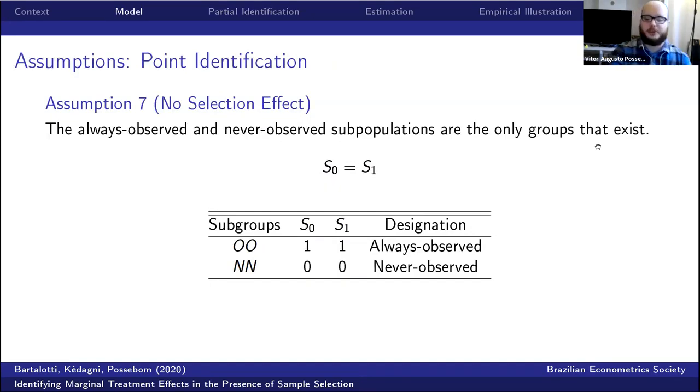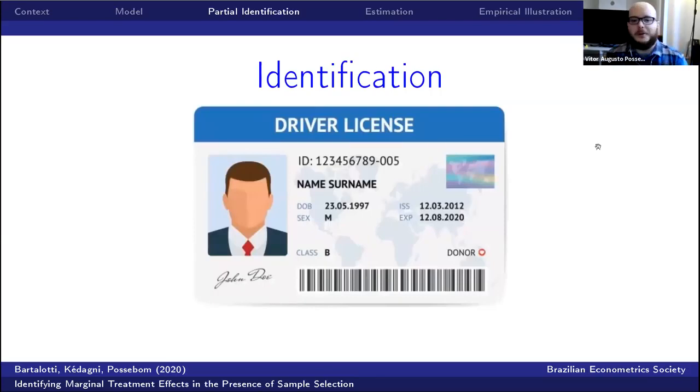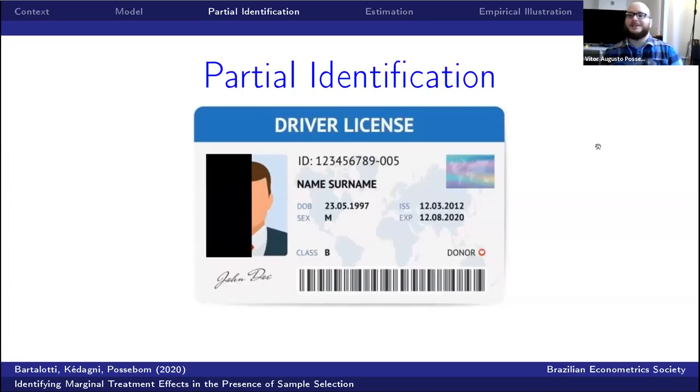All right, let's proceed. So now we reached the main part of our talk. We will discuss identification. However, this talk is not about point identification. It's only about partial identification. We will not observe the full picture here, but we will have bounds around the MT parameter.